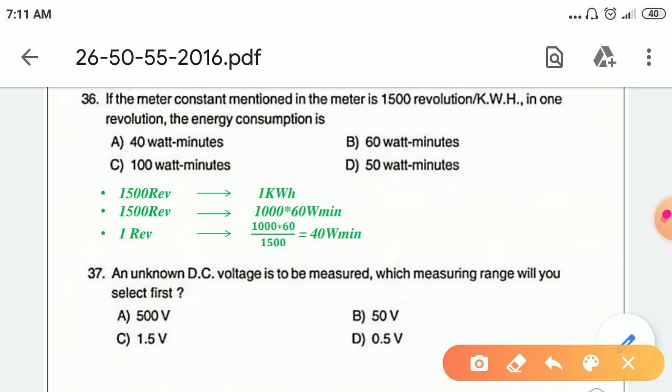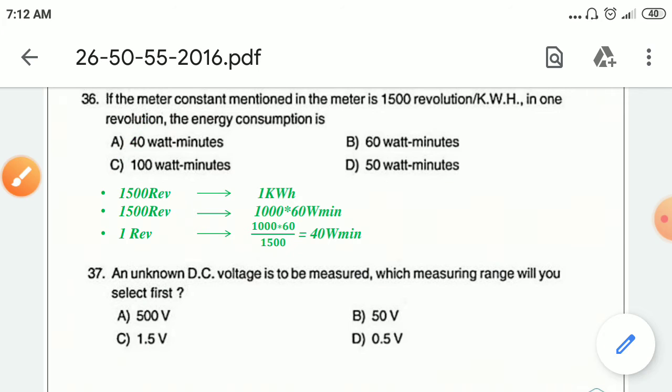We can just go through the options and identify that all the answers are given in watt minutes. So we have to convert it into watt minutes. For 1500 revolutions, 1000 into 60 watt minutes is being taken. And for one revolution, what will be the watt minutes taken? 1000 into 60 divided by 1500. Answer is 40 watt minutes. So the answer for question number 36 becomes, sorry, option A, that is 40 watt minutes. Let's move on to the next question.